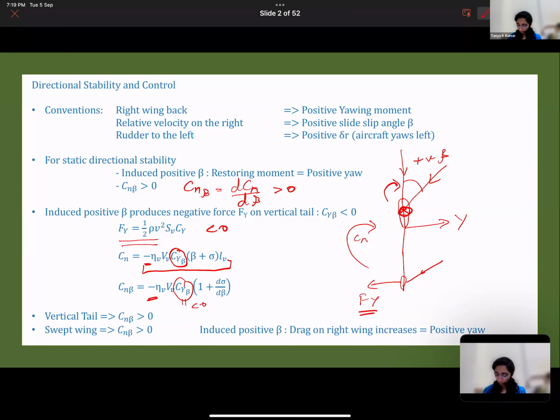Now, some of the structures on the aircraft that contribute towards directional stability are the vertical tail. We just saw that when it encounters a positive beta, it produces negative force, which in turn gives you a positive Cn, which is what we require. We require Cn beta. Now, for the longitudinal case, what was the only condition for stability? Longitudinal static stability, a single condition. What was it?